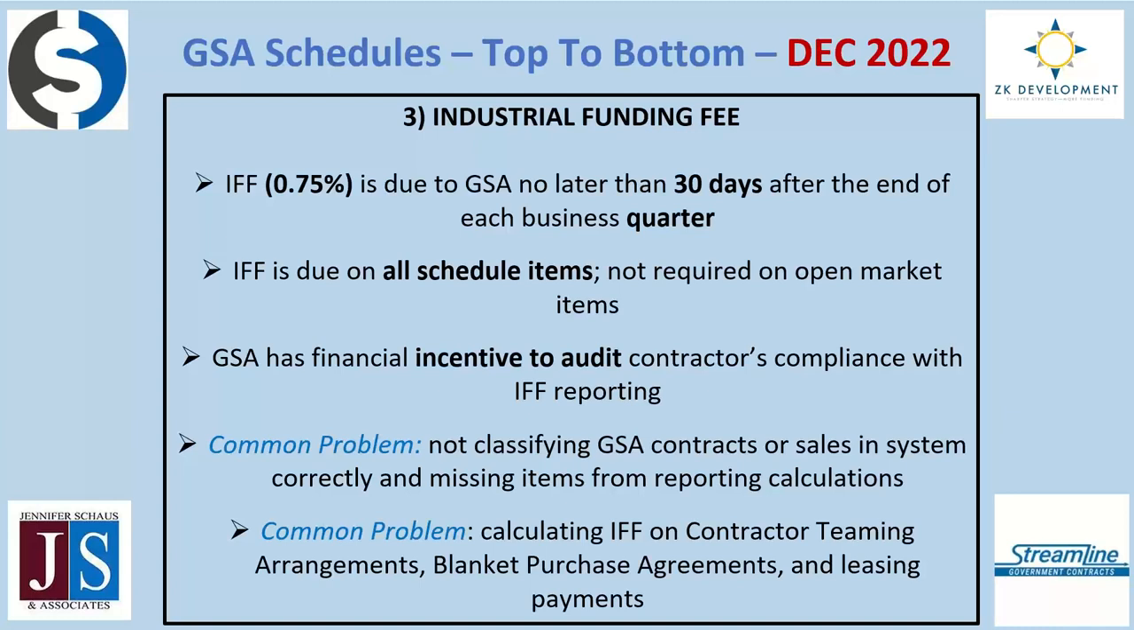And just a personal experience that Streamline had is we were assisting a client with due diligence. They were considering buying a company. And in completing the due diligence, we discovered that they hadn't paid their industrial funding fee for 2 years. So obviously, number one, that brings up a bright red flag, that they're probably not in the most favored position with the government. And then it also made us think, okay, they aren't on top of their IFF. What else are they not on top of? So it made us scrutinize even a little bit harder.